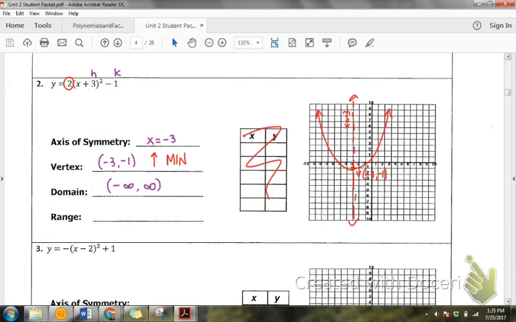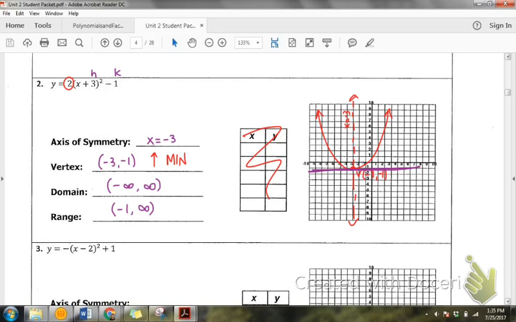Okay, what about our range? What's the lowest that our y value goes to? Be careful, on our y-axis, the lowest that it touches is negative 1, right? And so then we're going from negative 1 all the way up to infinity. Good.